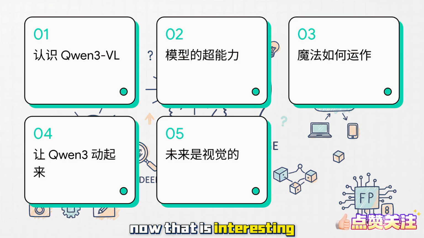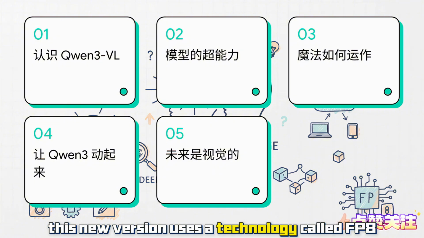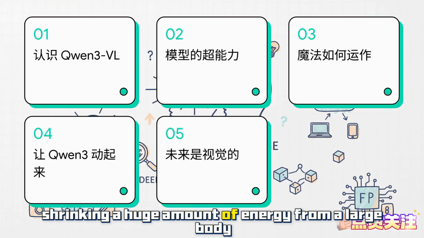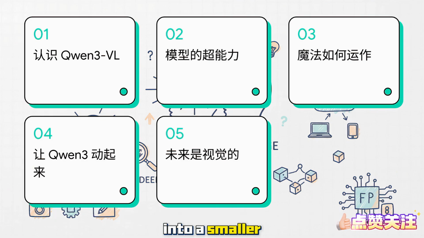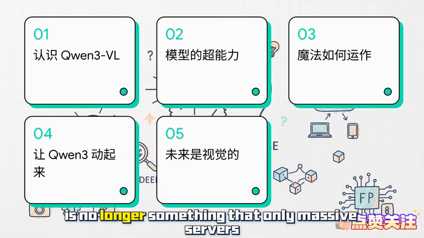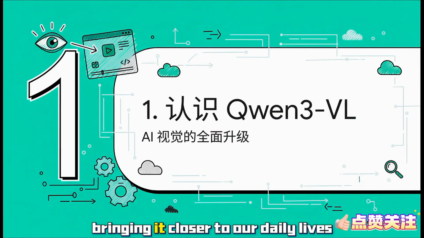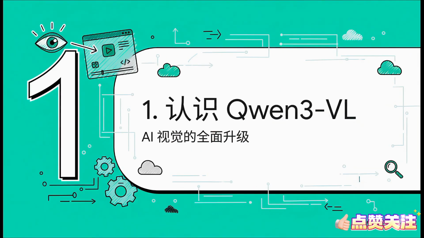Now that is interesting. And there is another cool thing. This new version uses a technology called FP8. To put it simply, it is like shrinking a huge amount of energy from a large body into a smaller, more efficient one. What does that mean? It means that such a powerful AI is no longer something that only massive servers can run. It can run on more devices, bringing it closer to our daily lives. That is great to hear.